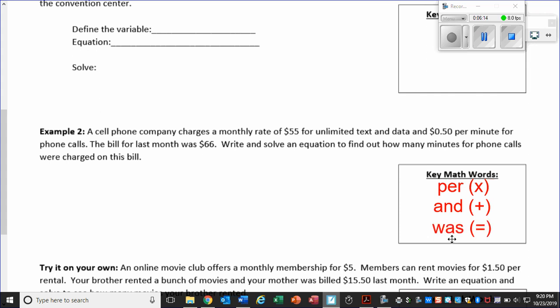And then the bill was $66, so that means it equals. Okay, those are my keywords. So now I'm going to go ahead and define the variable. It said write and solve an equation to find out how many minutes.